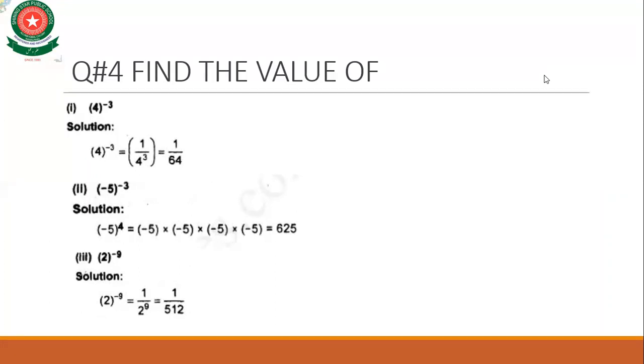Sorry, the question is minus 5 power 4, not minus 3. So minus 5 power 4 means we have to multiply minus 5 with itself up to 4 times. So we will write minus 5 into minus 5 into minus 5 into minus 5, which is equal to 625. Same as part number 3, which is 2 power minus 9.